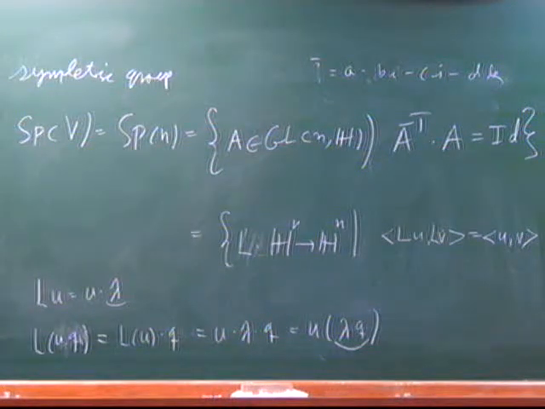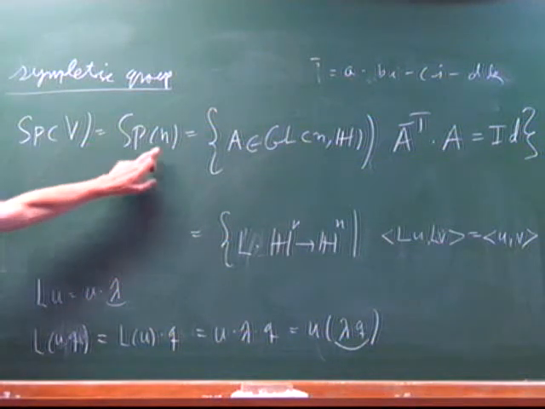But also, this name symplectic group is a bit unfortunate, because there's also a non-compact version for the symplectic vector space, but they have the same name. But at least a different notation.